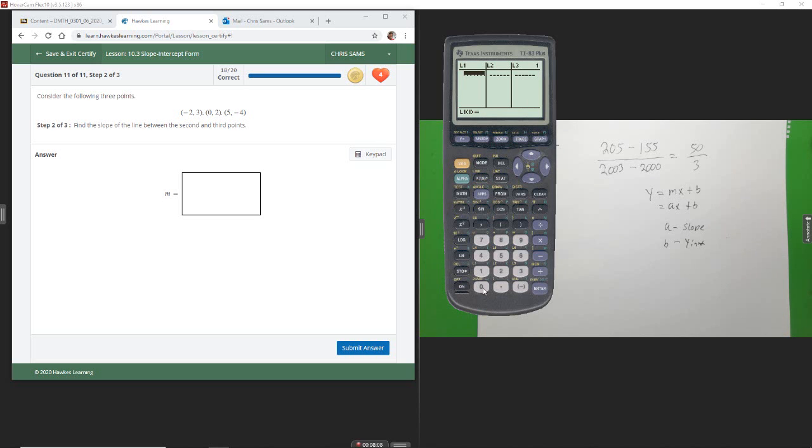So now I'm going to do the second and third point. So 0 and 5. Arrow over, do the y values, 2 and -4. Go to stat, arrow right to calc, option number 4, enter. We get -1.2. What is that as a fraction? -1.2, math, turn into a fraction, enter, and I get -6/5.